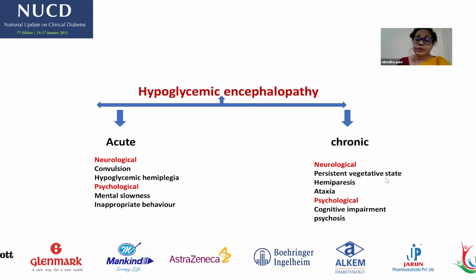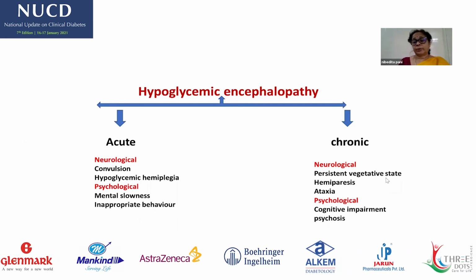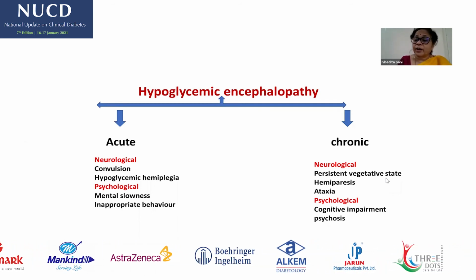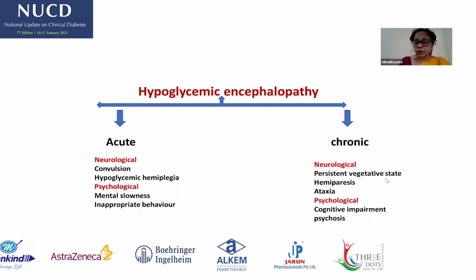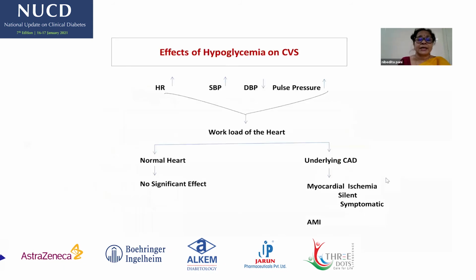In the chronic case, the patient in the ICU for a long-standing period, you can find persistent vegetative state, hemiparesis, ataxia, and psychological problems like cognitive impairment and psychosis.